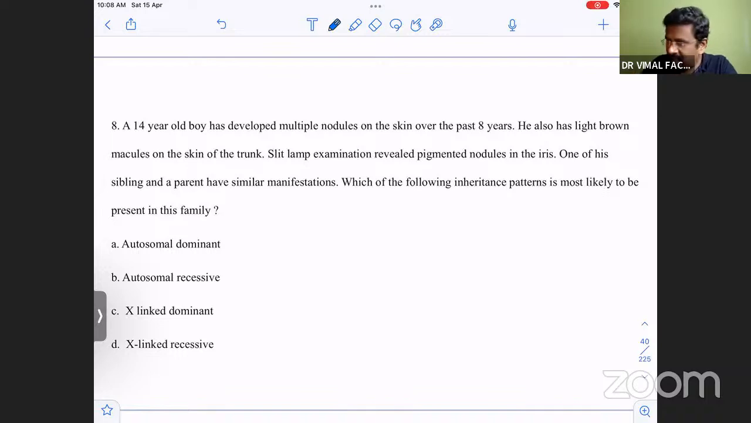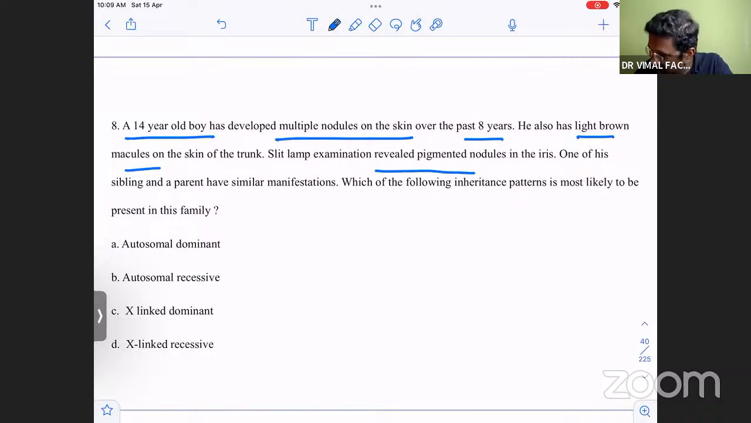So the history tells you that there is a 14-year-old boy with multiple nodules of the skin for 8 years. He is also having light brown macules. So what are these macules? These macules are the café au lait spots. And the pigmented nodules in the iris are nothing but Lisch nodules. Lisch nodules, very good. So this condition is neurofibromatosis.